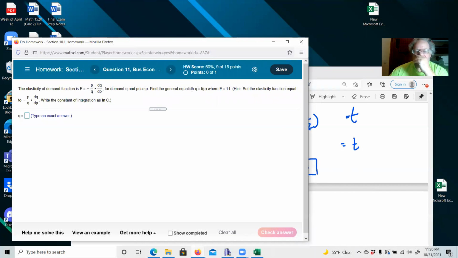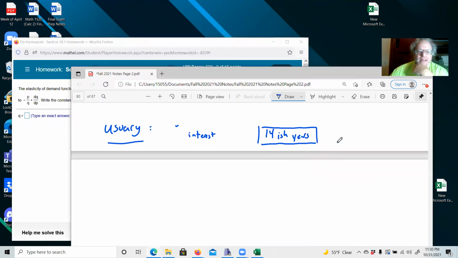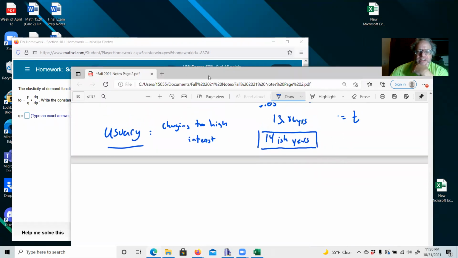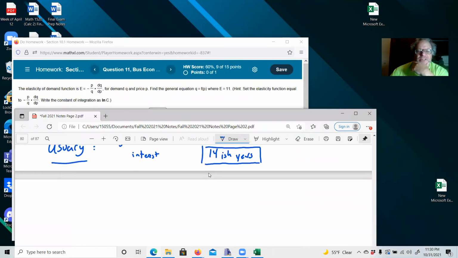Okay, elasticity of demand. These are fun. They actually have this in your Calc 1 class. I think we don't teach it anymore, but it is in applications of differentiation, back in chapter 3 or 4 or something like that. But we have a demand function. We say E is equal to -P over Q times dQ, rather dP.